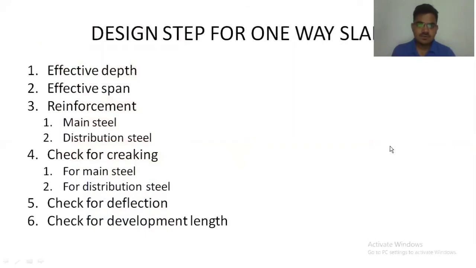Then the design steps for a one-way slab. First, we have to calculate the effective depth. Then we have to find the effective span. Then we have to calculate load and bending moment. After that we have to provide main steel as well as distribution steel, and then we have to check our design for cracking, deflection, development length, and shear.